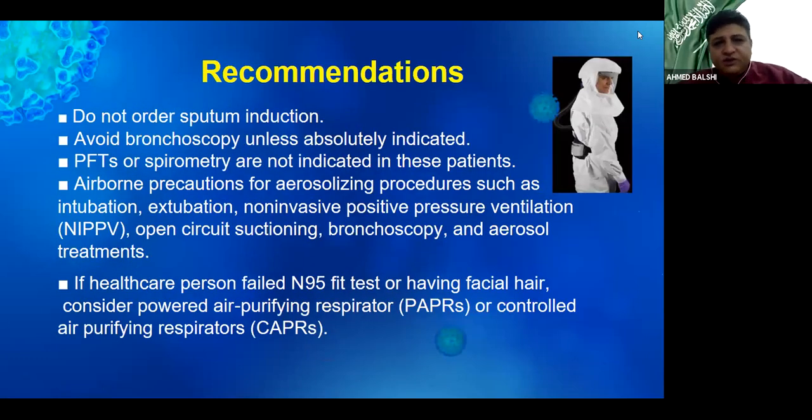What are the recommendations? Don't order sputum induction in patients who are spontaneously breathing. Why? Because of the risk of spreading the infection inside the room and to healthcare workers. Avoid bronchoscopy unless absolutely indicated. Pulmonary function tests or spirometry are not indicated in those patients. Airborne precautions, as we said before, are only for aerosolizing procedures such as intubation, extubation, non-invasive mechanical ventilation, open circuit suctioning, or bronchoscopy.